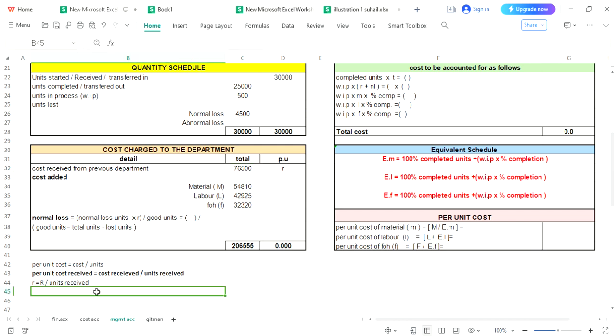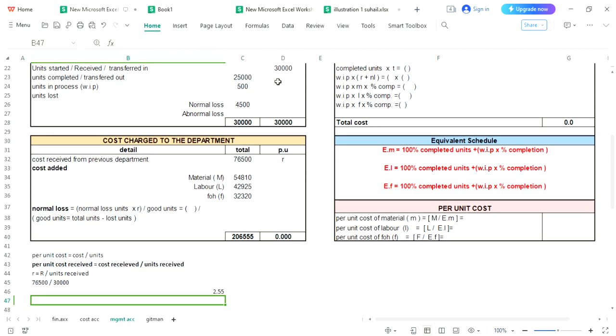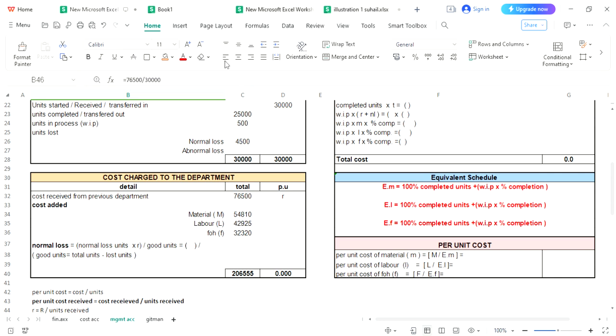All right. So what you will do, you will write 76,500 and you are going to divide it with units received. For units received, on quantity schedule you can see we have already written units received and these are 30,000. So put 30,000 over here. This is your mathematical statement, and now on your calculator first you will write 76,500 and divide it with 30,000, and here you have calculated your small r, and we are making it little highlighted and aligning it on the left side so that you can relate it.